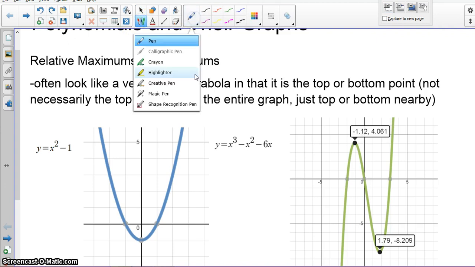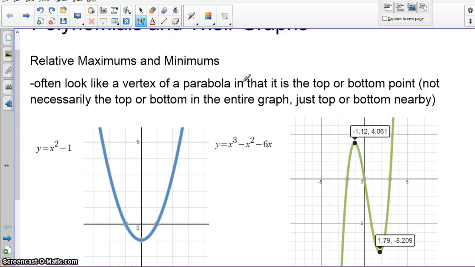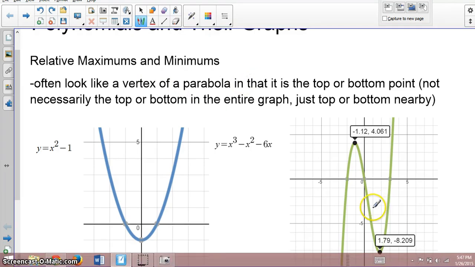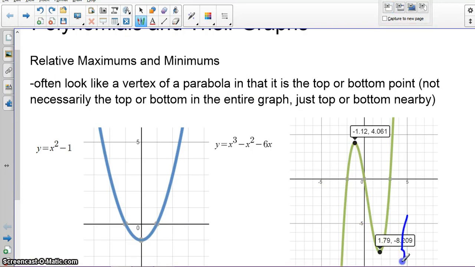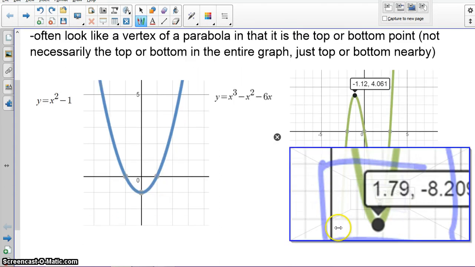Actually, let me use the magic pen. So if you zoom in and only look at a little bit of it, boom, there we go. It looks kind of like a vertex if you zoom in.